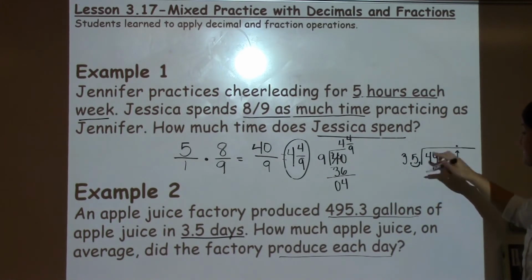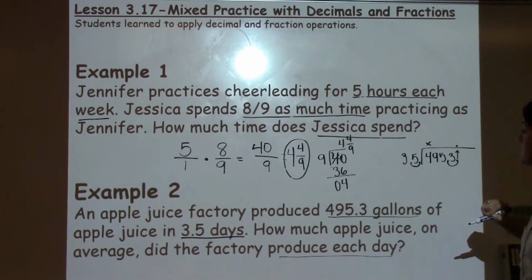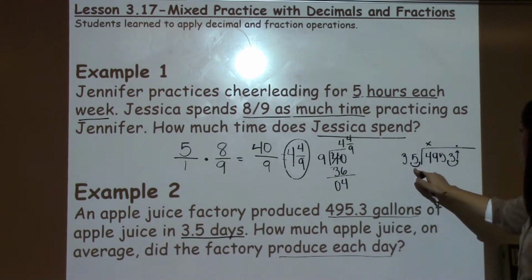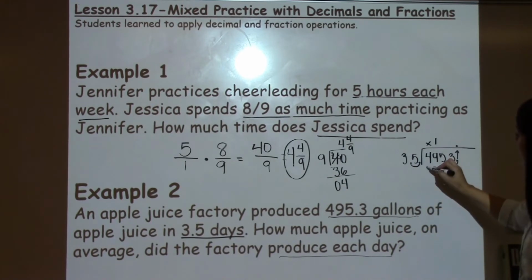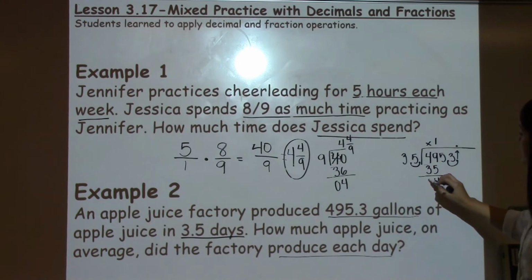35 goes into 4. It cannot. So I place an X or a 0. 35 goes into 49. I'm using mental math to decide that that probably just goes in 1 time. 9 minus 5 is 4, and 4 minus 3 is 1. And then I bring down my 5.